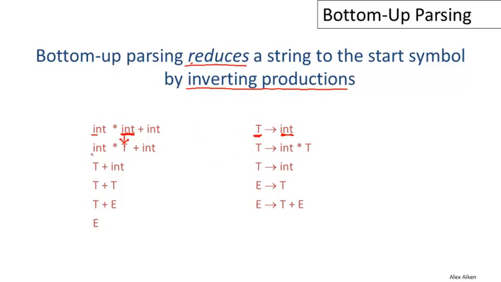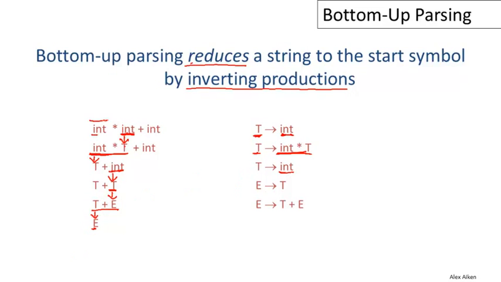Then in the next step, we took int times T, this substring of the string that we're working on, and we replaced it by the left-hand side of this production. Int times T was replaced by T. And so on. In each step, we're matching some portion of the string, and I'm underlining the portion that's being replaced at each step. That matches the right-hand side of some production, and then we're replacing that substring by the left-hand side. And finally, this entire string here is replaced by E, and we wind up at the start symbol.